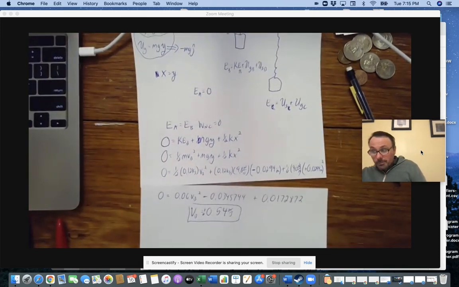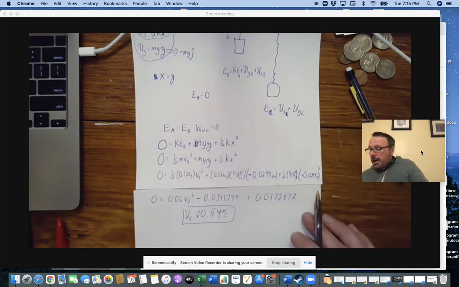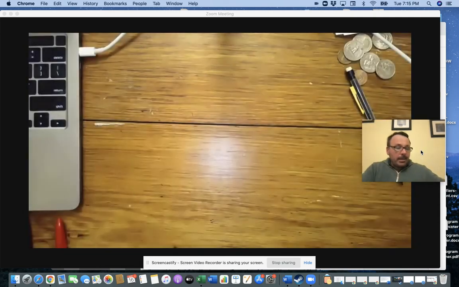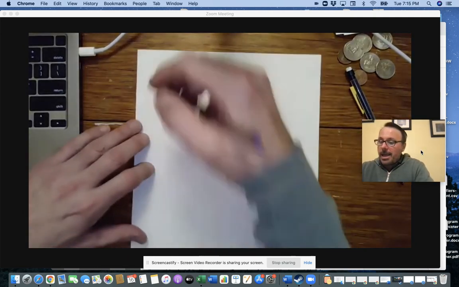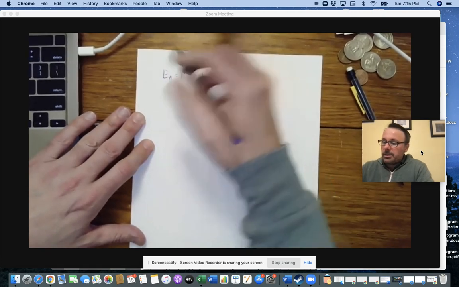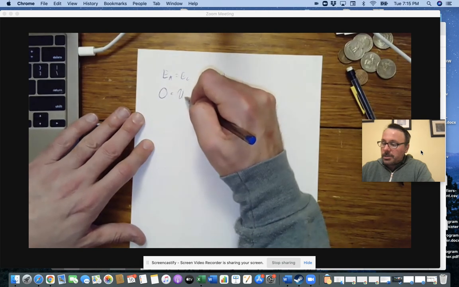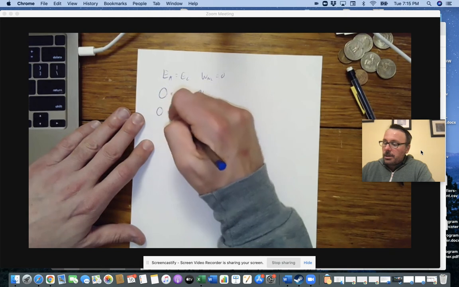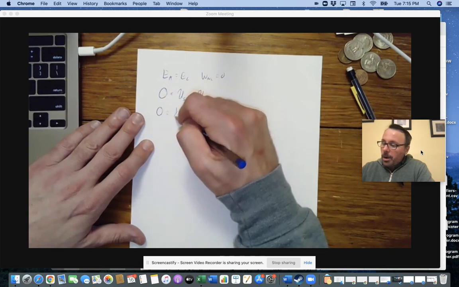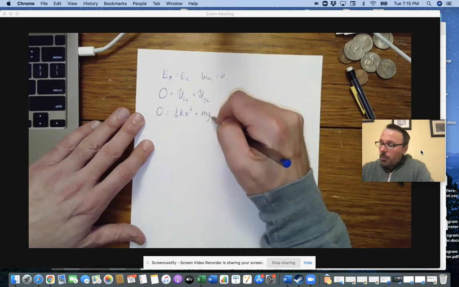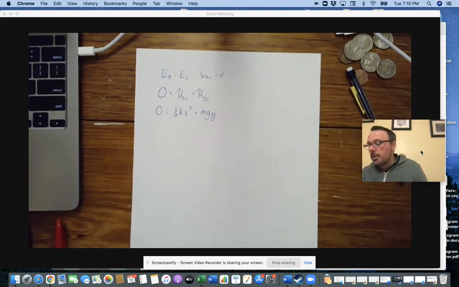We're also looking for the place of the maximum extension then, and I can do a similar process, except now what I'm going to be doing is linking what's going on at position A and C. So the energy at A is going to equal the energy at C. Work non-conservative is equal to 0. 0 is equal to the potential energy of the spring at point C plus the potential energy of gravity at point C, or 0 is equal to 1/2 kx squared plus mg y there.